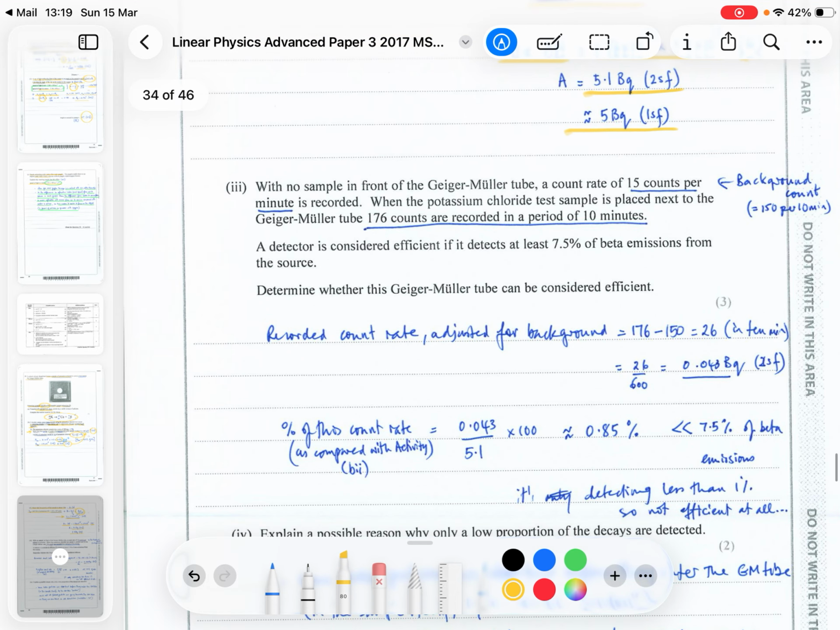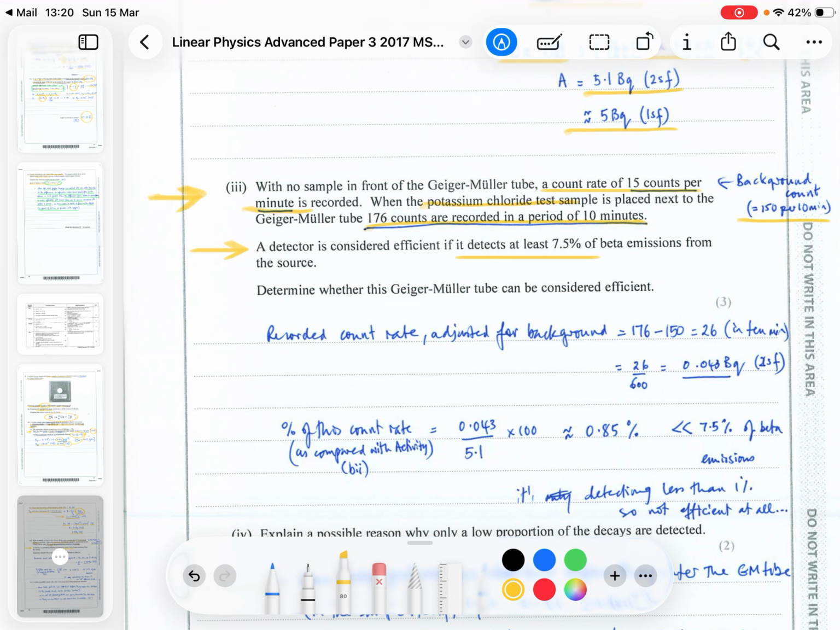Once we know it's 5.1: with no sample in front of the Geiger-Müller tube, we got a background level of about 15 counts per minute. When the potassium chloride sample is placed in front, you get 176 in 10 minutes. So the background is 115 per 10 minutes, so the difference is only 26 counts in 10 minutes. Okay? And a detector like a Geiger-Müller tube is considered to be efficient if it can detect 7.5% of the beta emissions. So we've got to work out how much we've detected, knowing the values they've given us here.